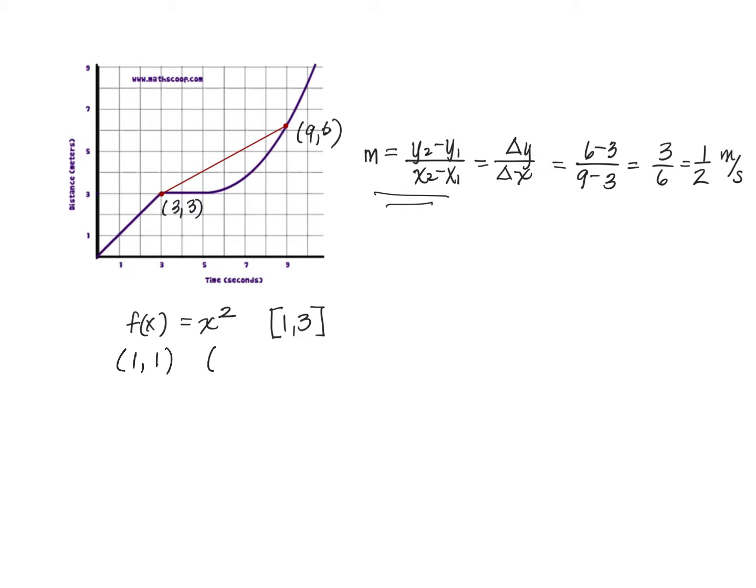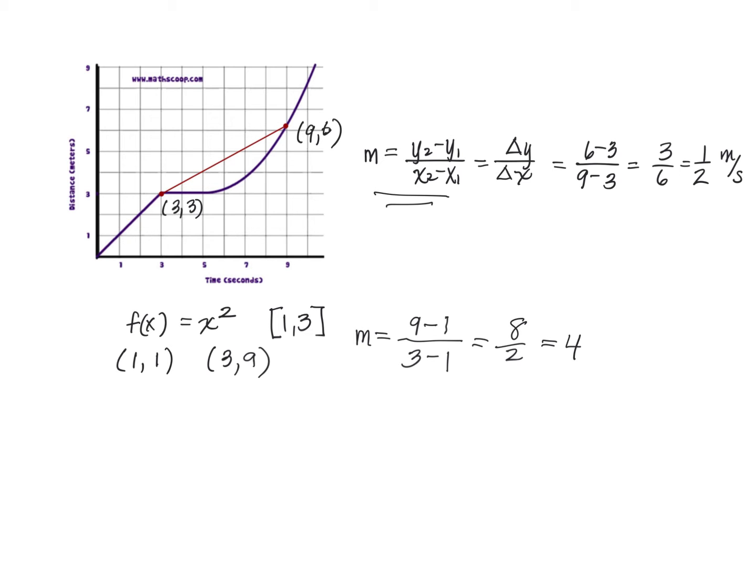And then our second point would be 3, and if we plugged 3 in there, we would get 3 squared, which is 9. And so we have our 2 points, and then we can simply find the slope of the secant line, or the average rate of change, by doing the same calculations. y2 is 9, minus y1 is 1, all over x2, which is 3, minus x1, which is 1. So we get 8 over 2, which is 4.